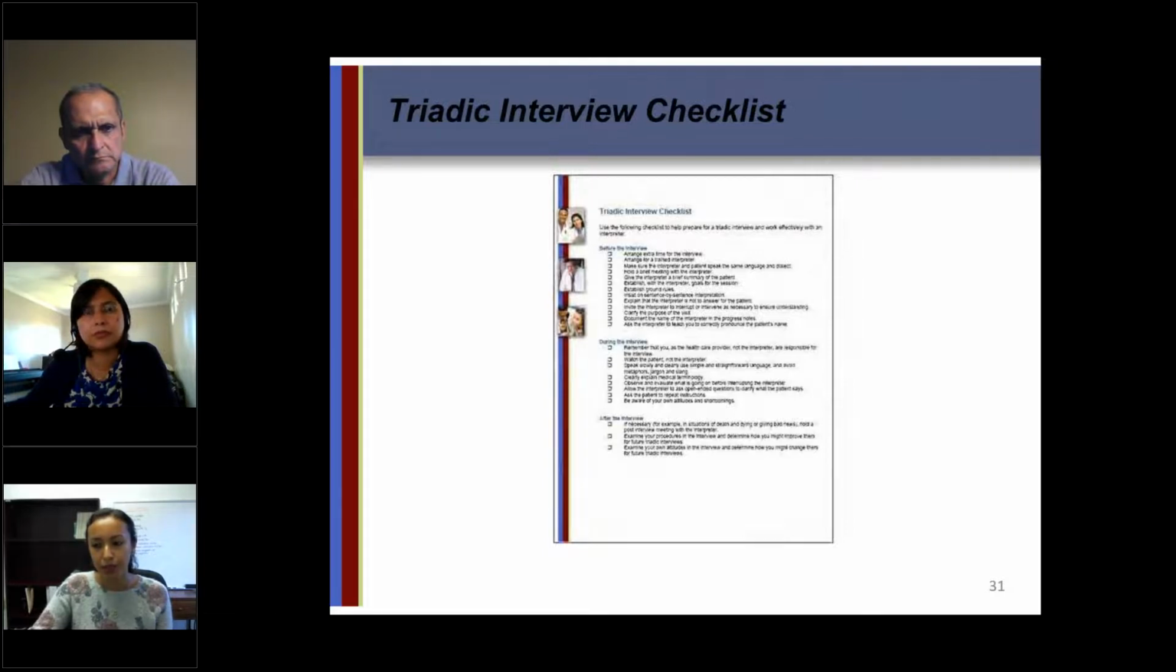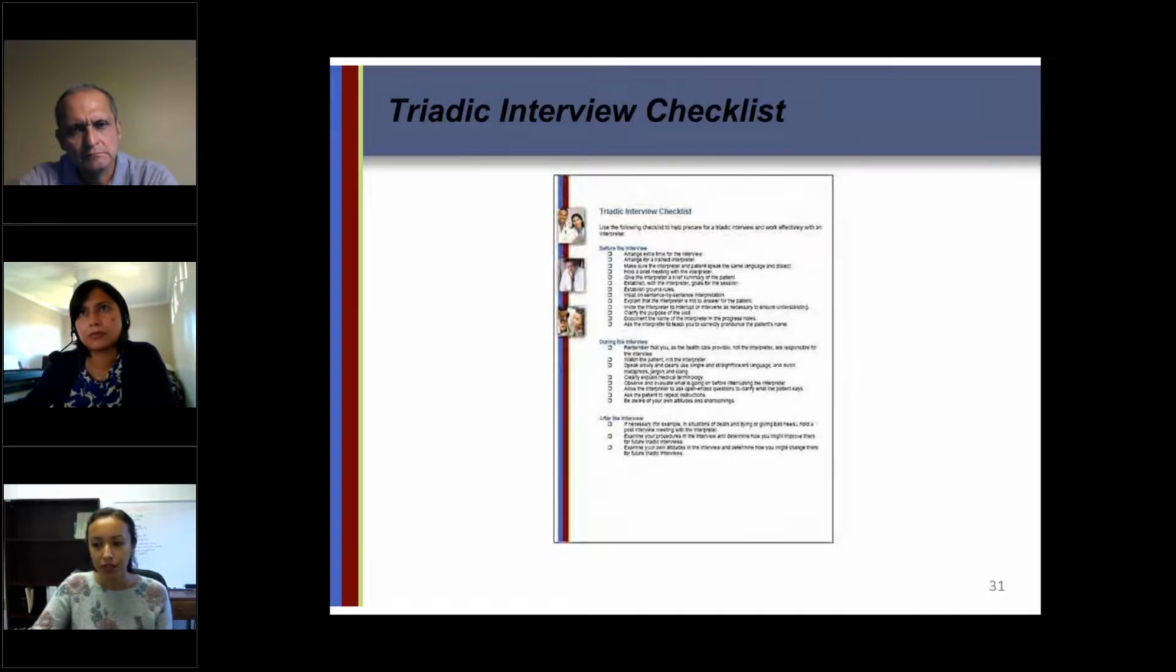First, you must be prepared that the triadic interview takes extra time because of the pre-session and the fact that everything has to be said twice. Also, the interpreter needs time to introduce him or herself to the patient, explain his or her role as an interpreter, and assure the patient of confidentiality.